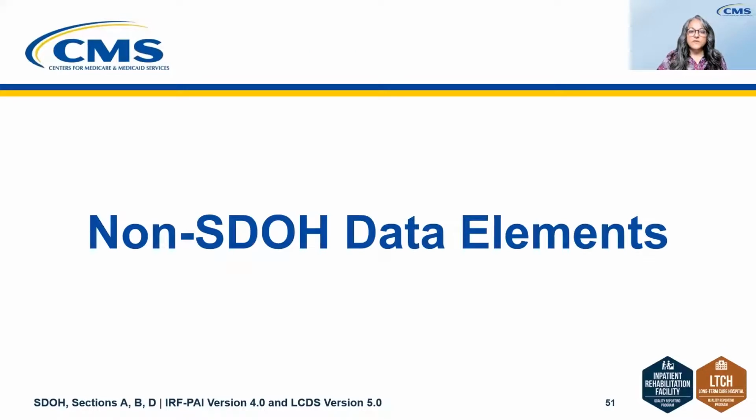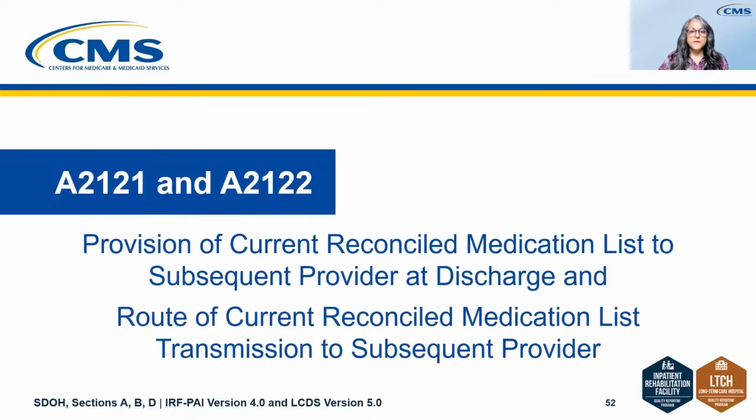So now let's move on to a few data elements that are standardized data elements, but are not looked at under the lens of social determinants of health. The first two data elements we're going to review are A2121, which is the provision of current reconciled medication list to the subsequent provider on discharge, and A2122, which is the route of the current reconciled medication list transmission to the subsequent provider.